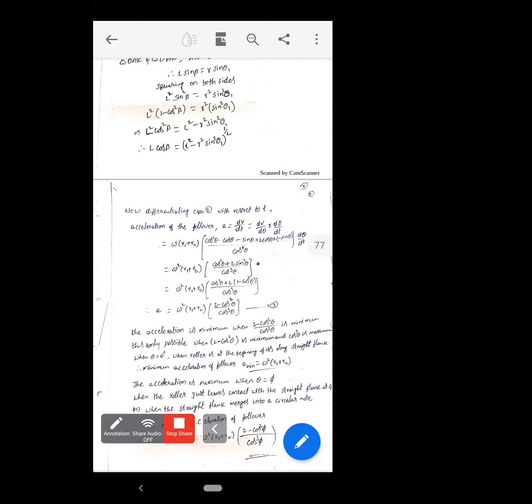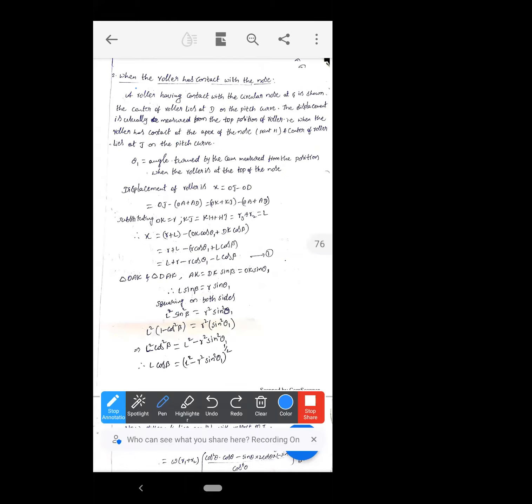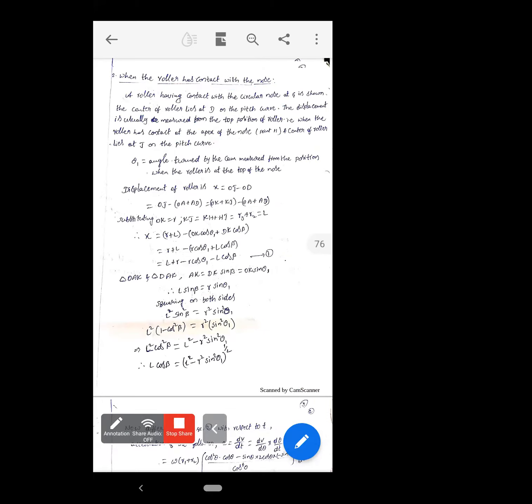So that is the first case. Now going to see the second case. That is when the roller has contact with the nose. In this, just you will see our diagram. So what are the diagrams there?